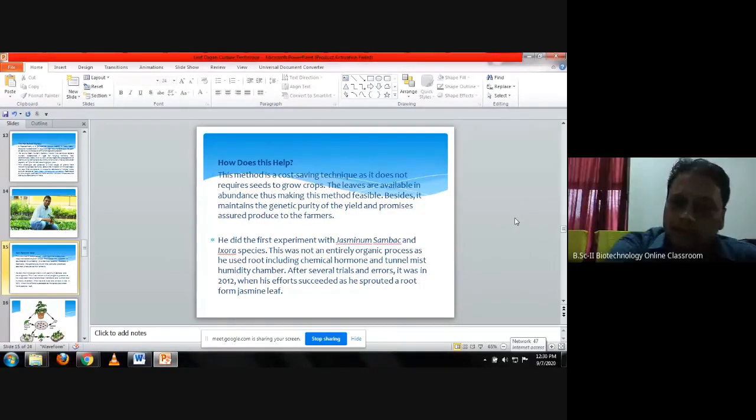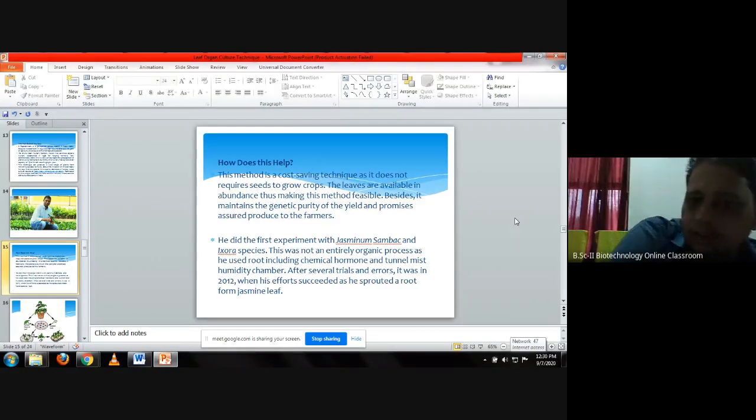So how does this help? This method is cost saving. Here you don't require any laboratory. For example, if you want to do callus culture, you have to take an explant, remove it, and do aseptic sterilization, all those things. Nothing is required here. Here you will use hormones. He will remove the leaf, dip it into hormones, and put it into a rooting mixture under proper humidity conditions. And this leaf will develop into a shoot.